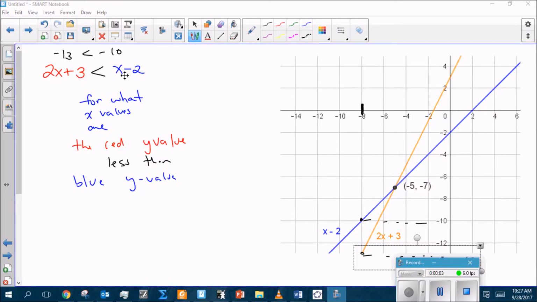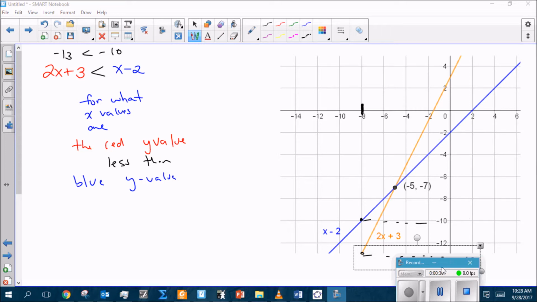Alright, the camera stopped after the last video, so I'm going to pick up where we were and then get back to the class lecture. But we were talking about, when the camera stopped, that this inequality, what we're asking about, what we're thinking about graphically, is when is the red 2x plus 3, and I guess over here it's orange, when is that graph less than x minus 2? And we're really interested in asking the question, for what x values are the red or orange y values below or less than the blue y values?